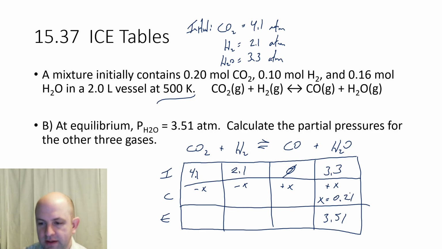0.21 atm. So here I'm kind of wishing we had kept the extra decimals. Oh well. So we can plug that in. This is going to be plus 0.21. This will be minus 0.21, minus 0.21. So this will be 0.21. This will be 1.89. Don't worry about sig figs too much here.